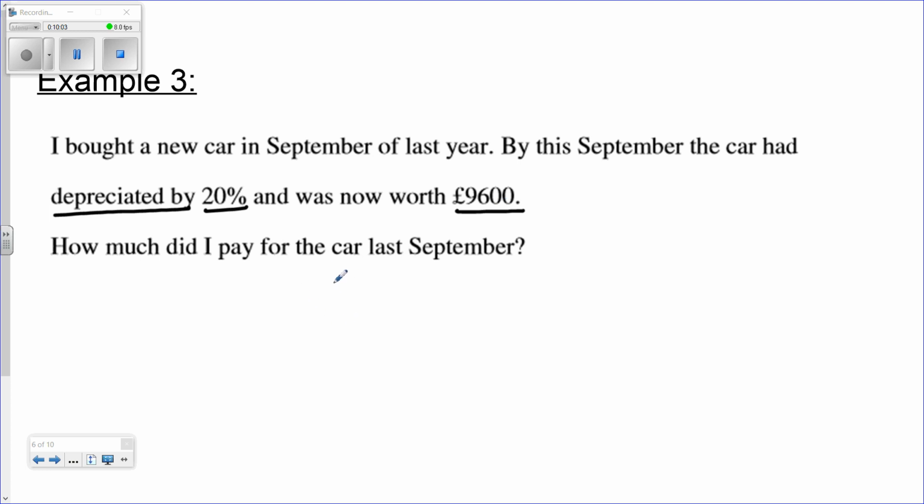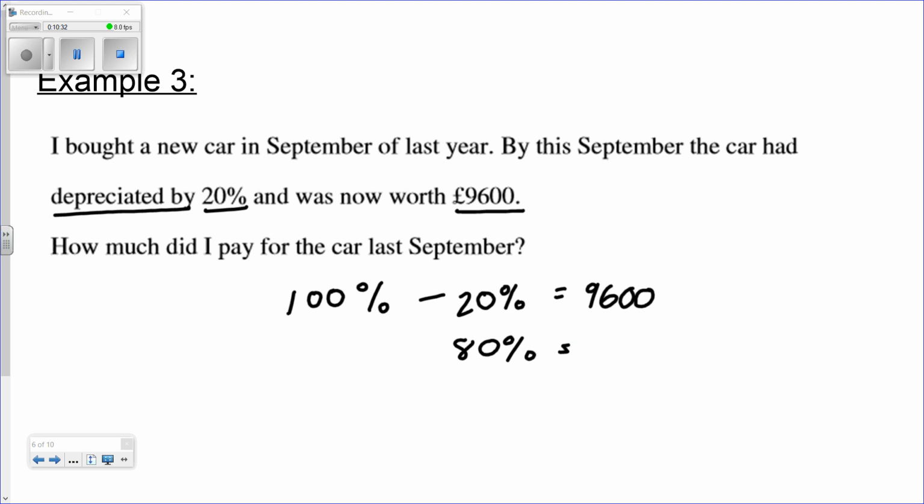Okay, so last September we had our car, it was 100% of the value. But by this September, it had depreciated, so it actually reduced by 20%. So this time we're taking away the percentage. And now it's only worth 9,600. So this time I want to know, what was it worth at the start before it depreciated? So my car now is worth 80% of its original value at 9,600. What was its value last year?